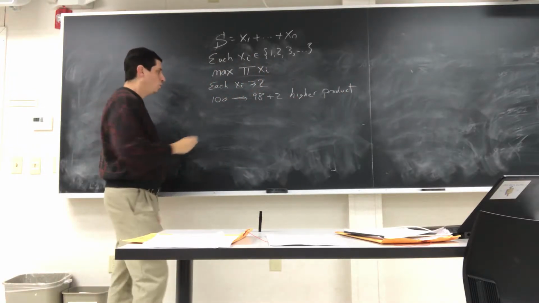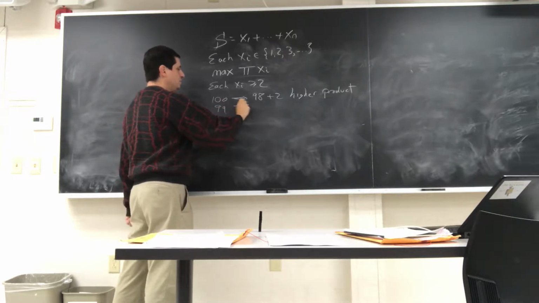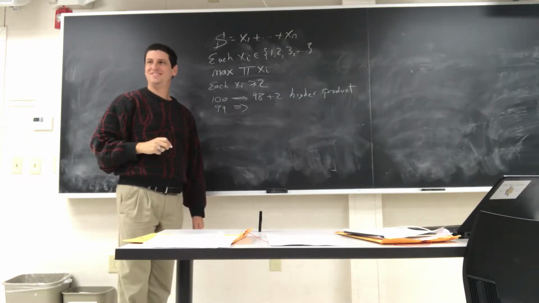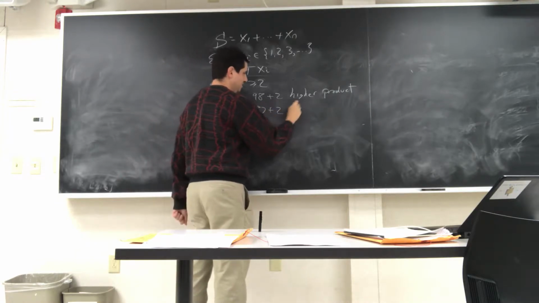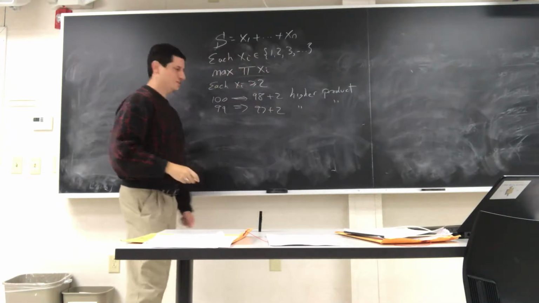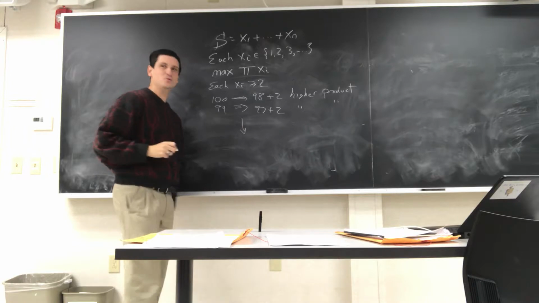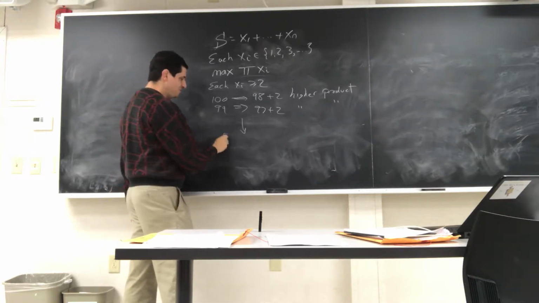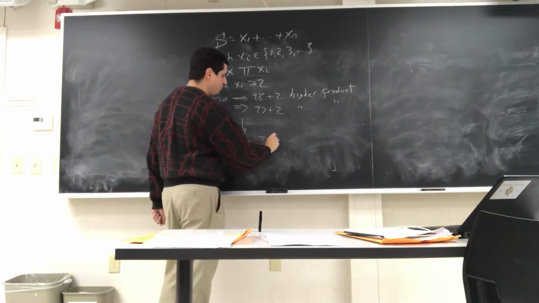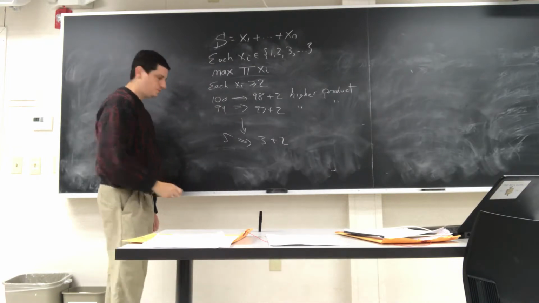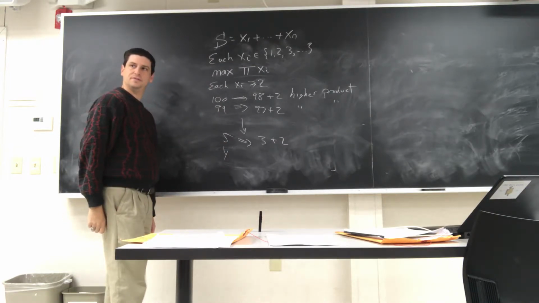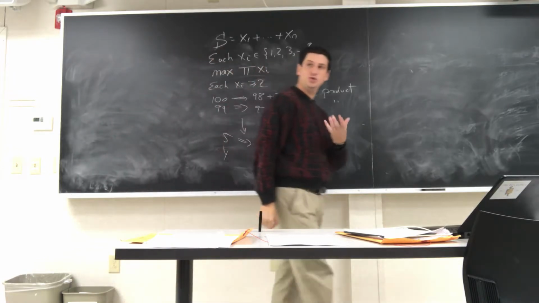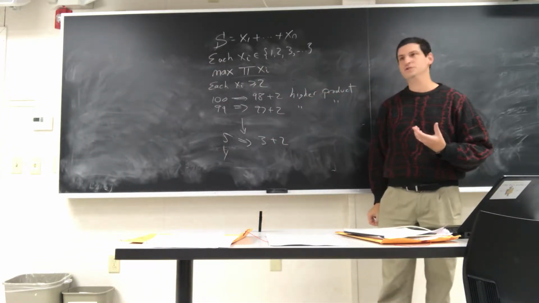Right? What if we had 99? What could we replace that with? 97 plus 2, and it's still a higher product. So how far down do we need to go? We can get all the way down to 5, and we would replace that with 3 plus 2. What about 4? It's the same. So would you like to replace the 4's with 2 plus 2?